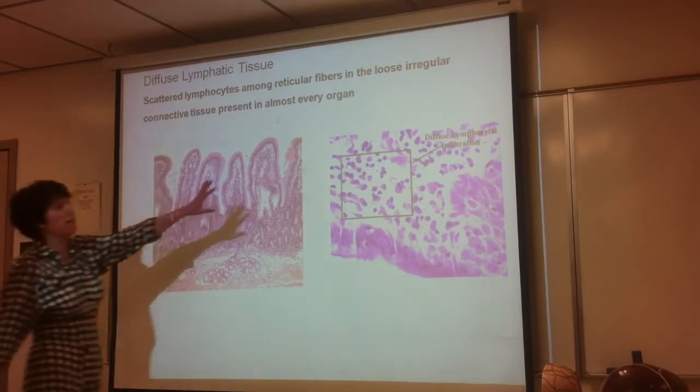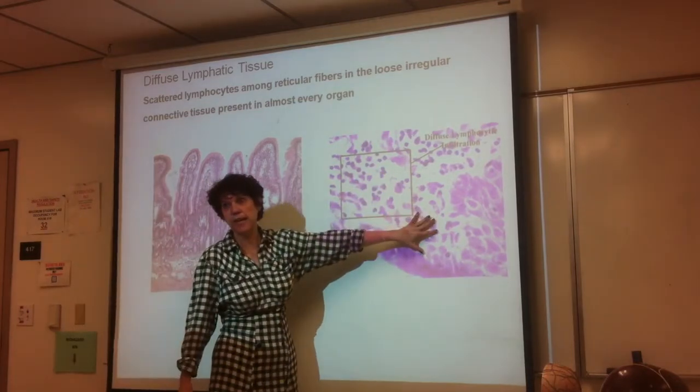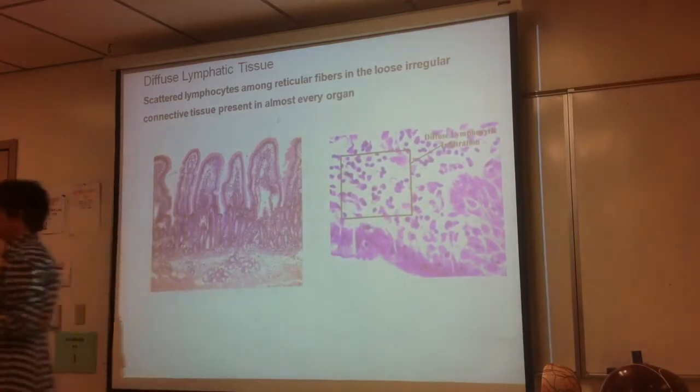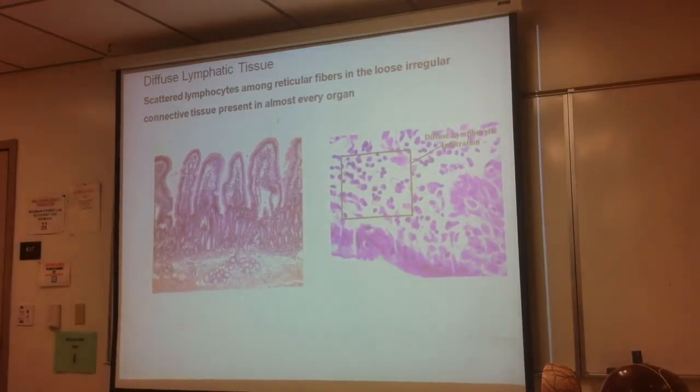So this is just a higher mag of diffuse lymphatic tissue. And you can see the scattered lymphocytes. I promise I took an allergical test. Now, Waiting for it to kick in.